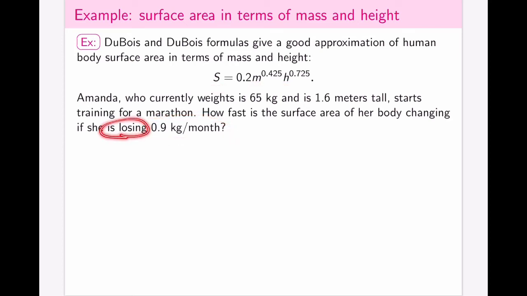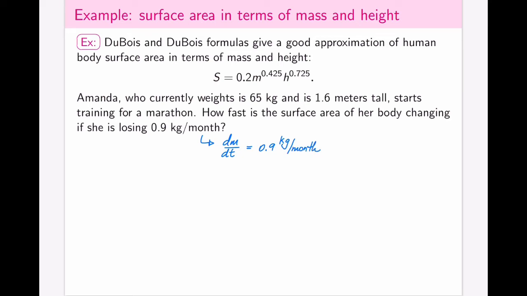So she is losing this amount of weight. Weight, of course, corresponds to the mass here, and this is happening per month. This is the rate of change of her weight per month. So this is equivalent to saying that the change in mass per unit of time, which is given to us as the month here, is going to be 0.9 kilograms per month.